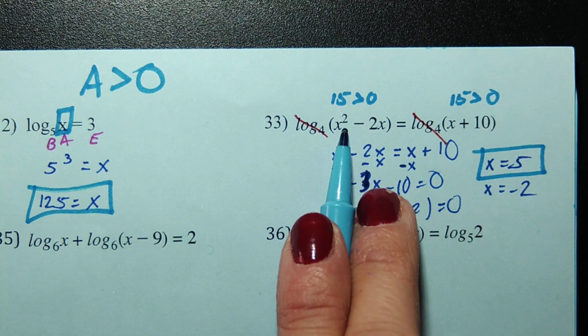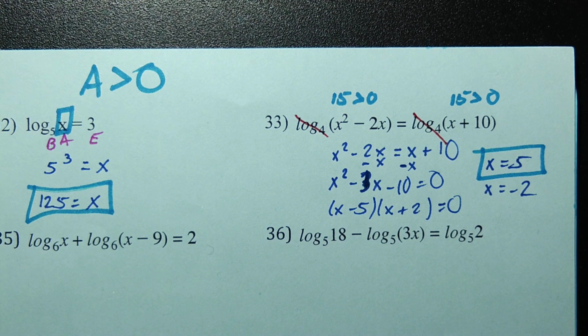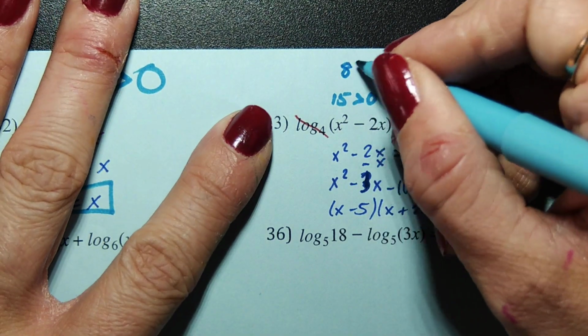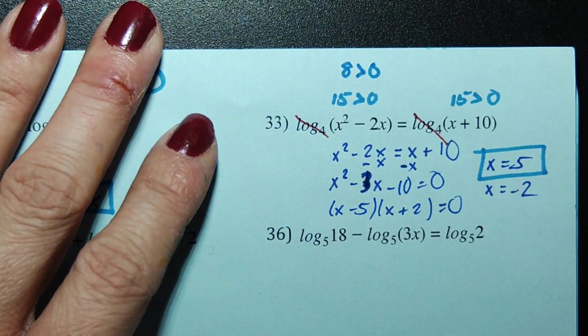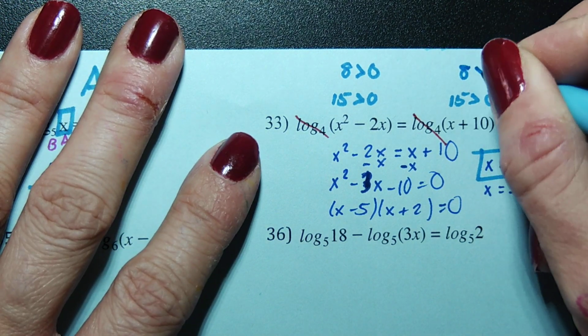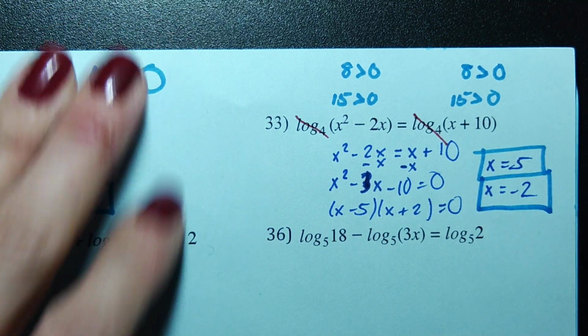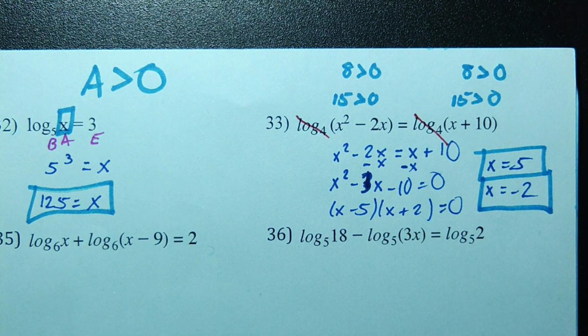So negative 2 squared is 4. And then negative 2 times negative 2 is 4. 4 plus 4 is 8. Is 8 greater than 0? Yeah. And then negative 2 plus 10 is 8, greater than 0 once more? Yes. Negative 2 is a solution.